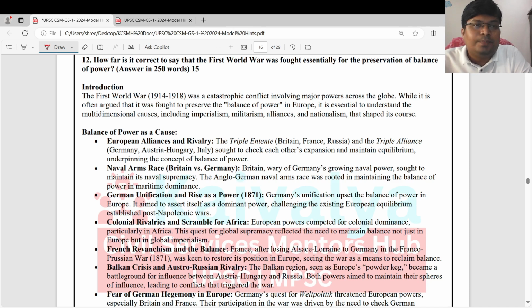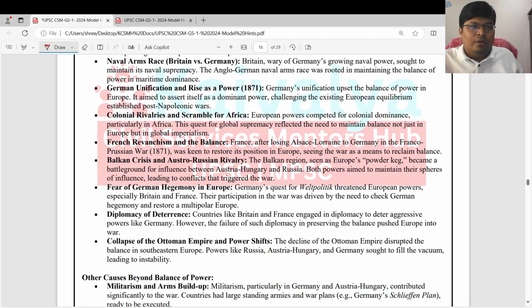Means for example, when the unification of Germany and Italy was completed. After that, the dominance of Germany in the politics of Europe, then the role of Bismarck, then further development, how Britain and France tried to maintain their position in the European political system. So all these things you are supposed to write down over here. So I have just listed the points.